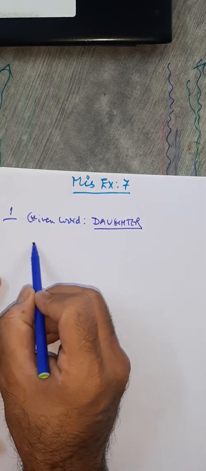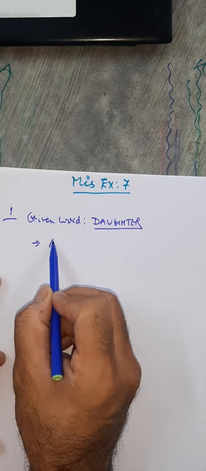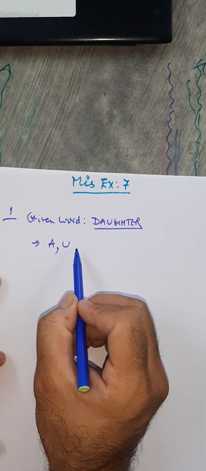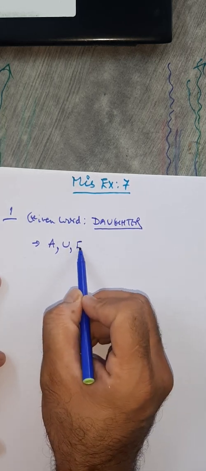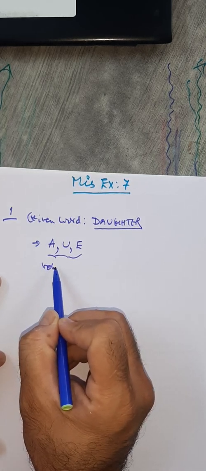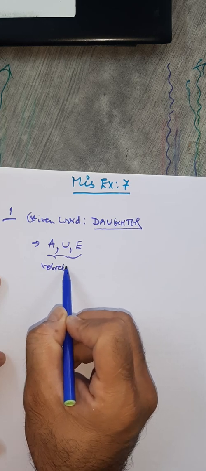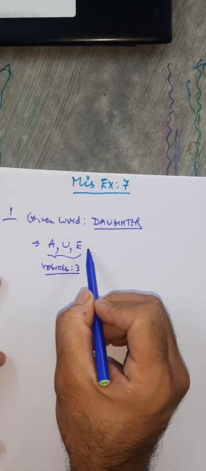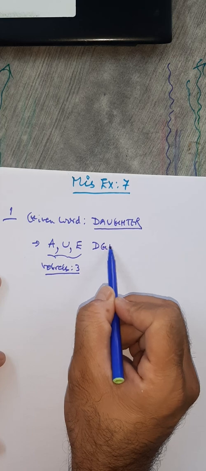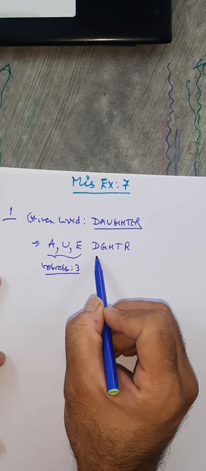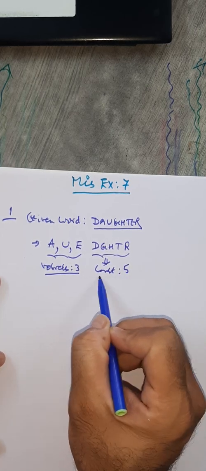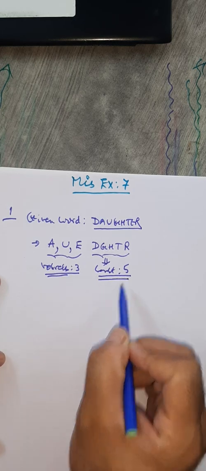Okay. So first we see vowels. What are the vowels? One is A, then U, and then you have E here. These are the 3 vowels. Here total vowels equals 3. What about the other letters? D, then G, H, T, R. These are the consonants. How many consonants? 5. Right? Consonants 5. 3 vowels and 5 consonants.